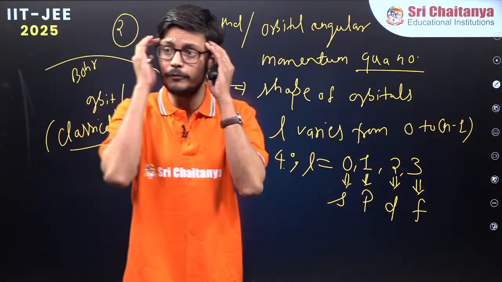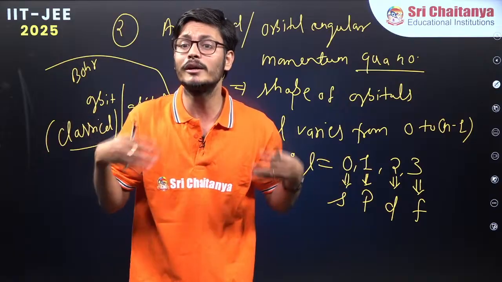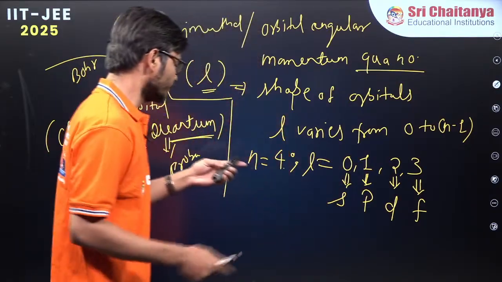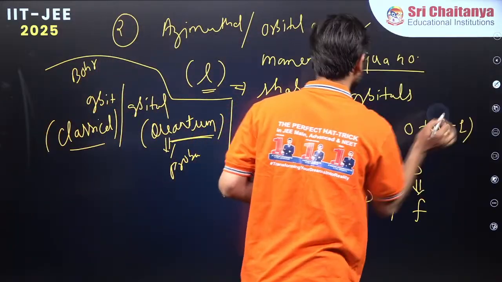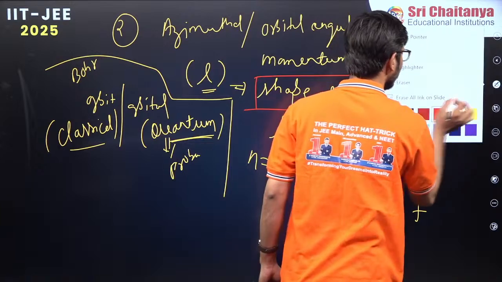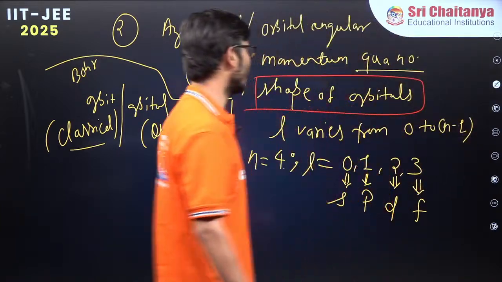Now, some of you are confused. What is the meaning of this, sir? What is spdf? What do you want to explain with spdf? Okay, let us come to that. As I have already told you, L value means shape of orbitals.